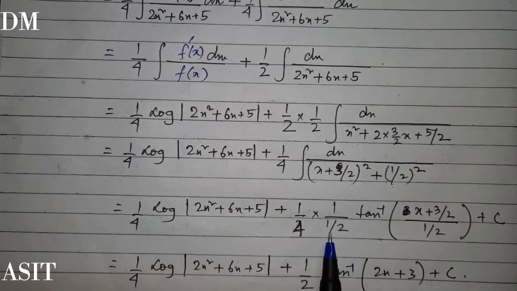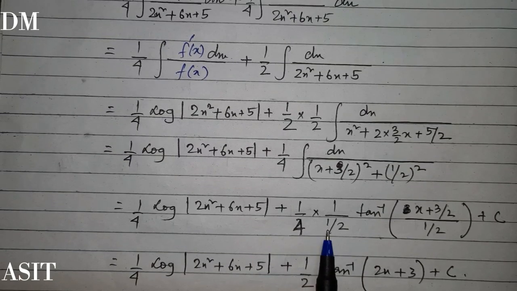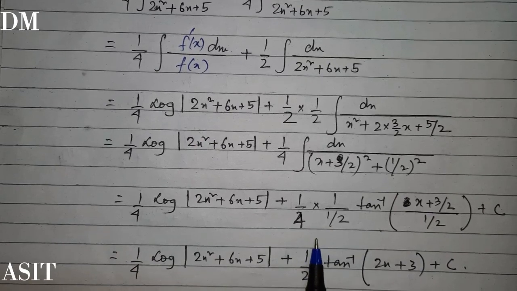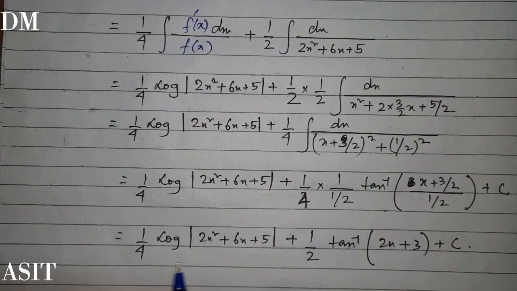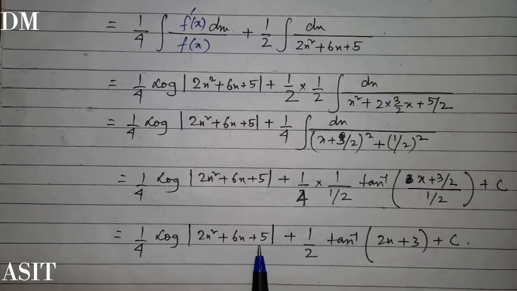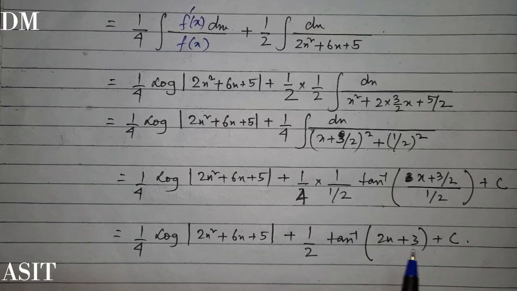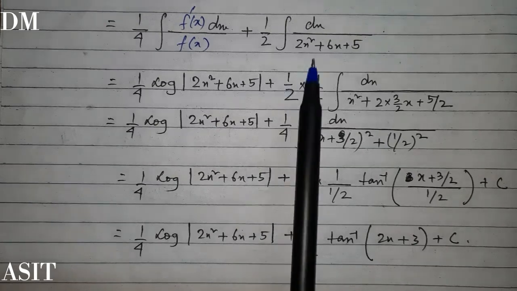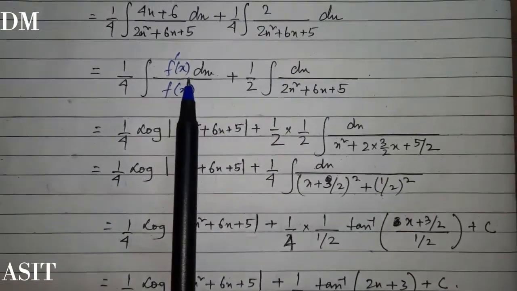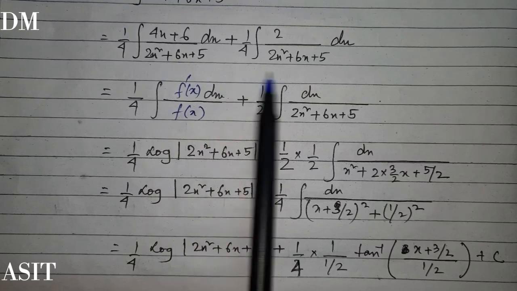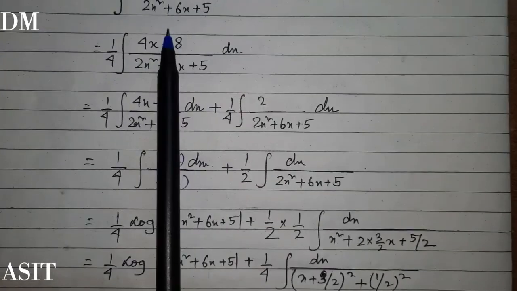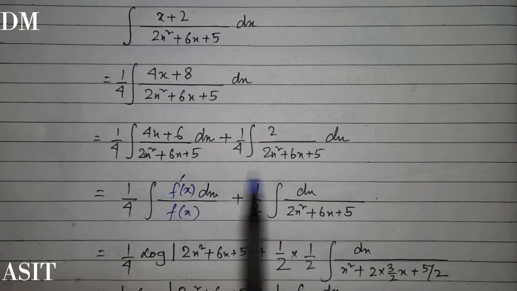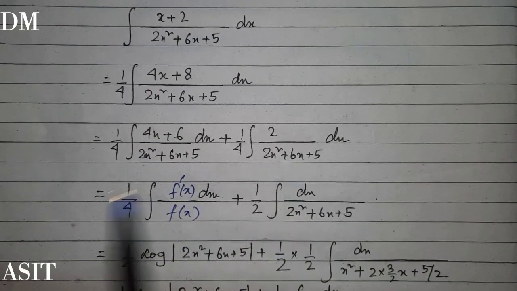Now this is the tan inverse formula, 1 by a into tan inverse of x by a. After that, if we do the simplification, we will get 1 by 4 log of 2x square plus 6x plus 5, plus 1 by 2 tan inverse of 2x plus 3, plus c. So the important thing is we need to find out how to break this integral into this. So this is the method.